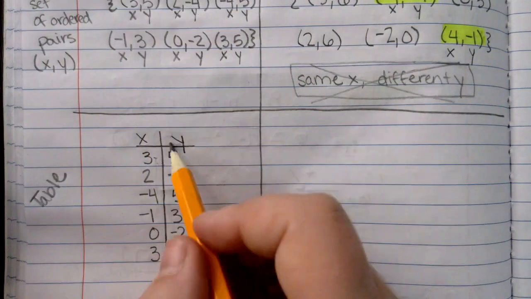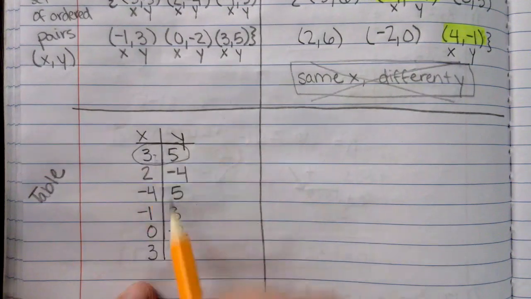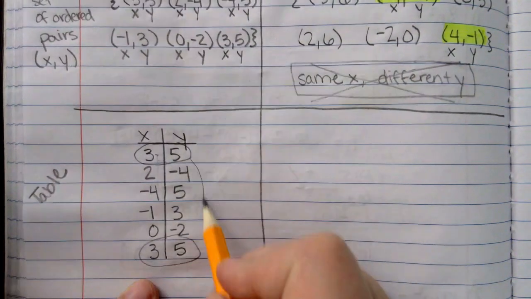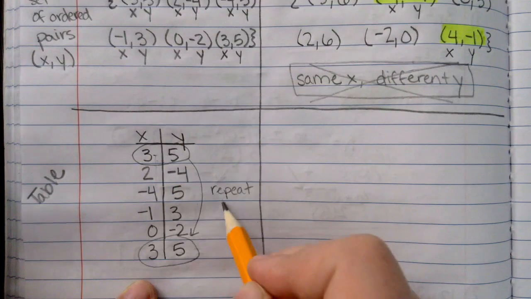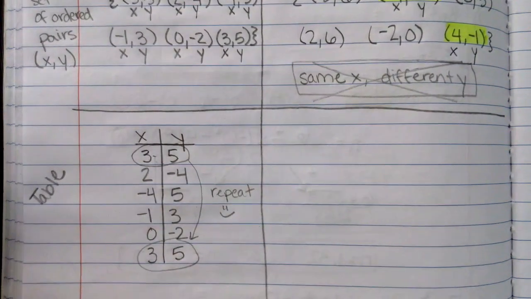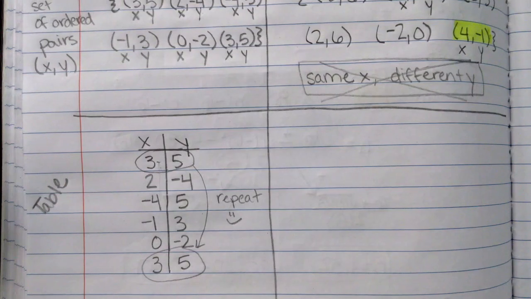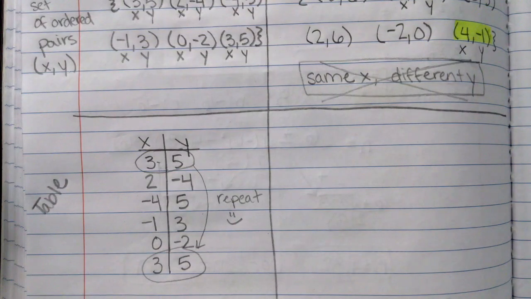It doesn't matter any of the other numbers that are repeating, like this 0 and 0. I have one 0 that's an input, one 0 that's an output. That's totally fine. These 6's in the y's, that's okay. The problem is that I have these 4's together in the x's, and they're coming out to different y's.